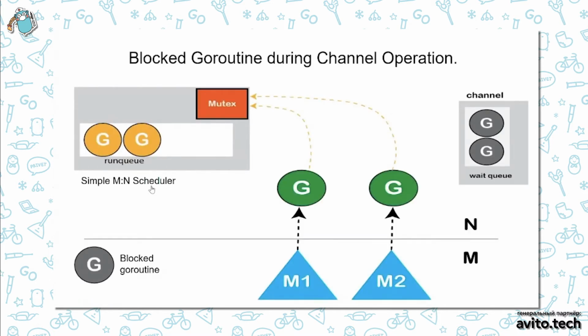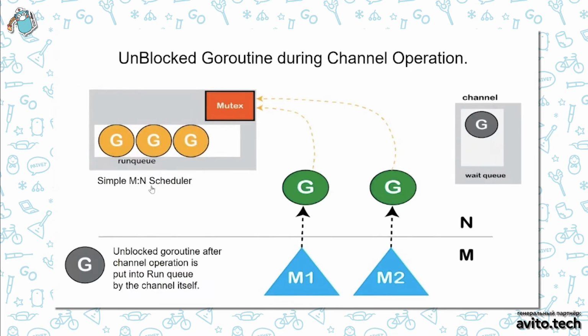Let's look into the channel first. Each channel has a receive queue that is used to store the blocked goroutines which are trying to read data from the channel. Also, each channel has a send queue that stores blocked goroutines that are trying to send data to the channel. What happens when these blocked goroutines unblock? When unblocked after channel operations, the goroutine is put into the run queue by the channel itself.